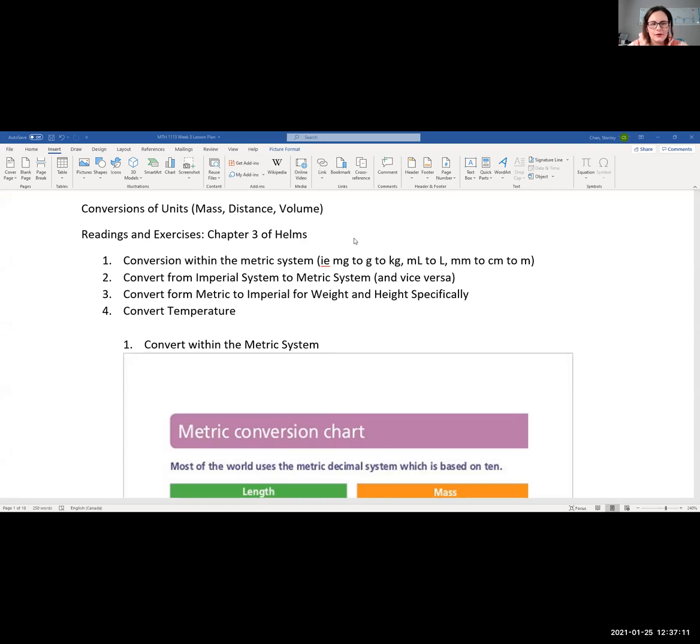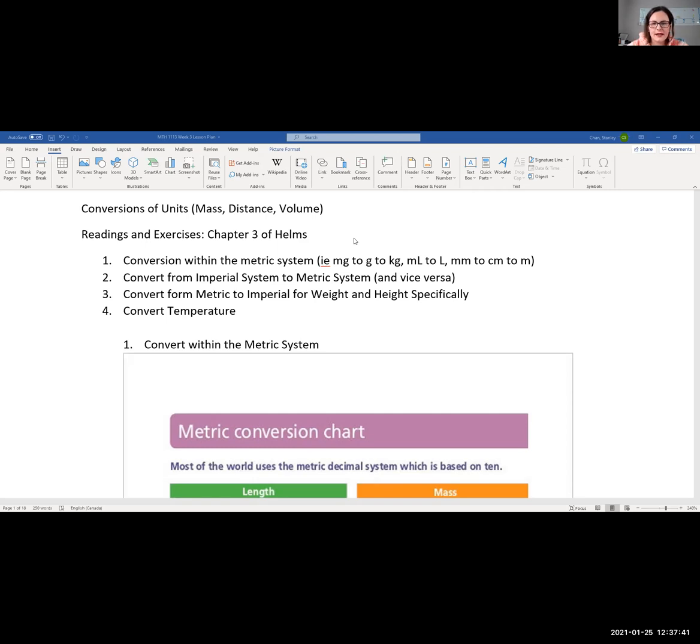And then number 3, we're going to be able to convert from the metric system to the imperial system for weights and heights specifically. So let's say, for instance, you're a nurse someday and you're weighing somebody and you say, hey, Joe, you weigh 80 kilograms. And he says, oh, well, that's great, but I don't know what that actually means, because he's more used to pounds, right? So you're going to have to convert from kilograms over to pounds. And then same for height.